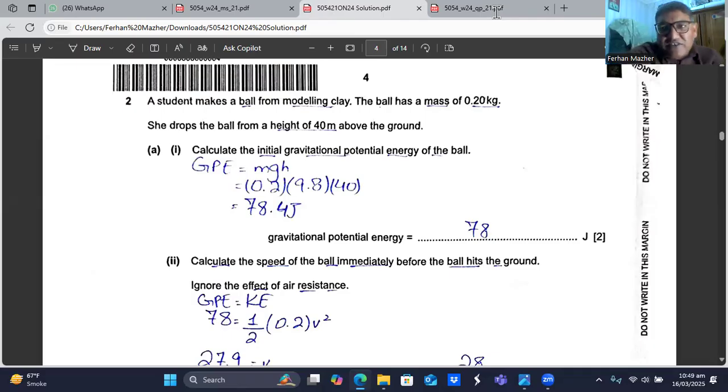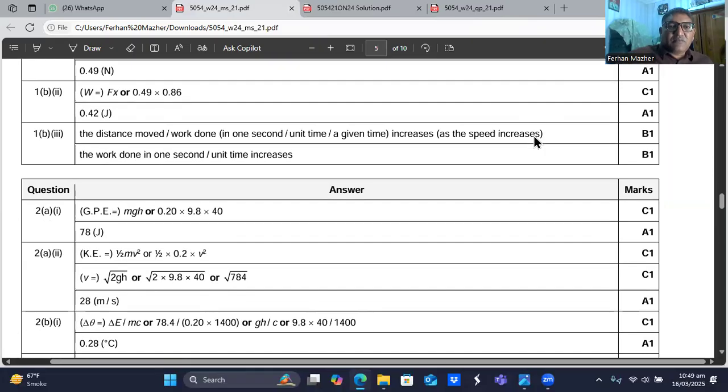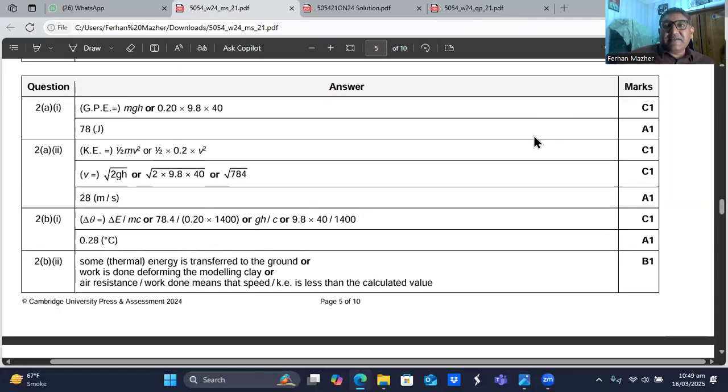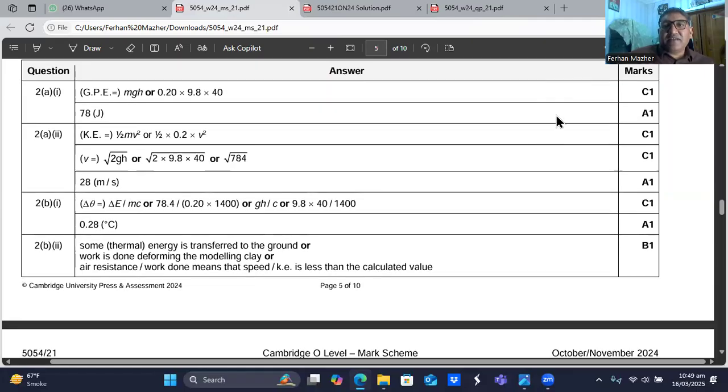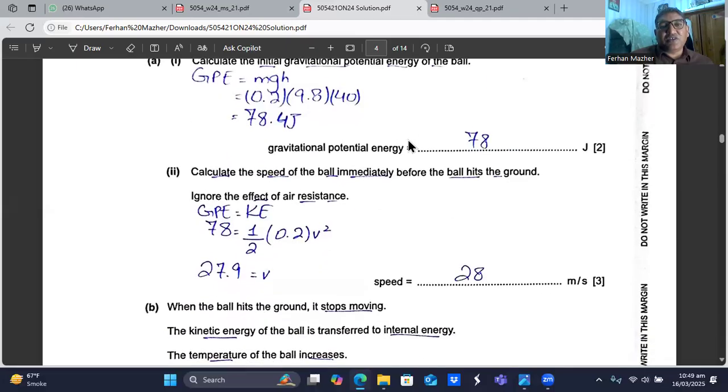So the gravitational potential energy is equal to mgh, 0.2 kg multiplied by 9.8 Newton per kg multiplied by 40 meter. So you will get 78.4 joule. 78.4 joule is the answer. That is question number 2. So let's check. We are on question number 2, and the marking scheme is showing up on your screen, and you can see the answer is right. Okay. So here we go. We are done with the question number 2A part, first portion.